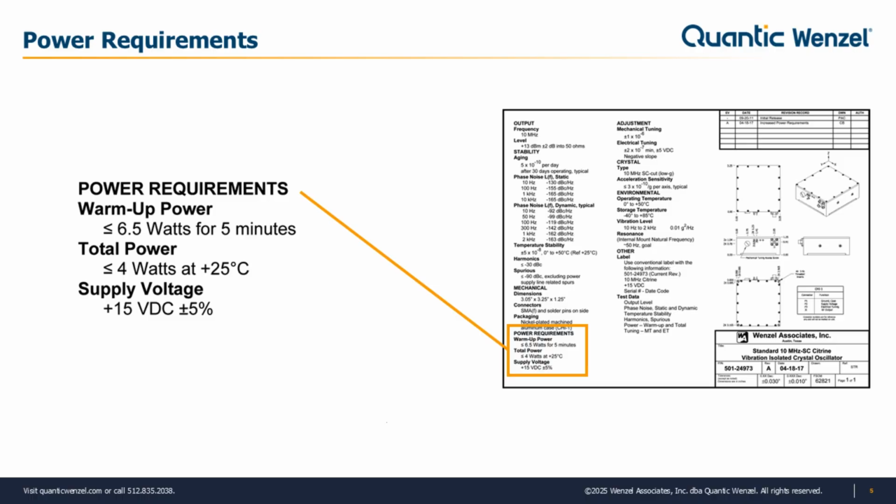The total power specification lists the maximum power in watts that the device requires to maintain the internal operating temperature when the oscillator is in a 25 degrees Celsius ambient temperature environment. The supply voltage specification lists the DC voltage required to operate the device. In our example, the supply voltage requirement is listed as being within plus or minus 5% of plus 15 volts DC.